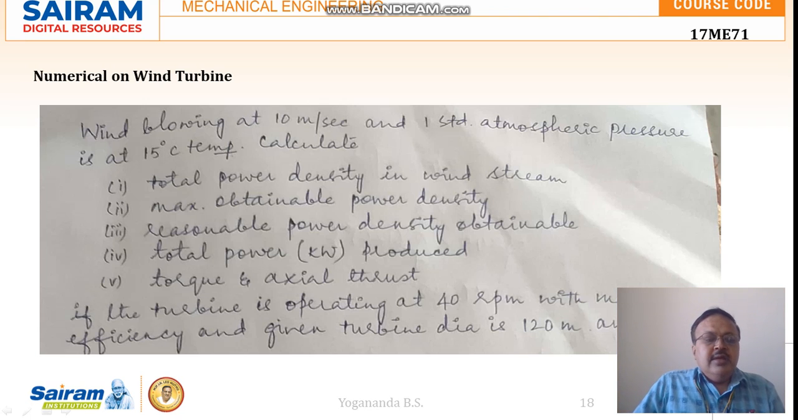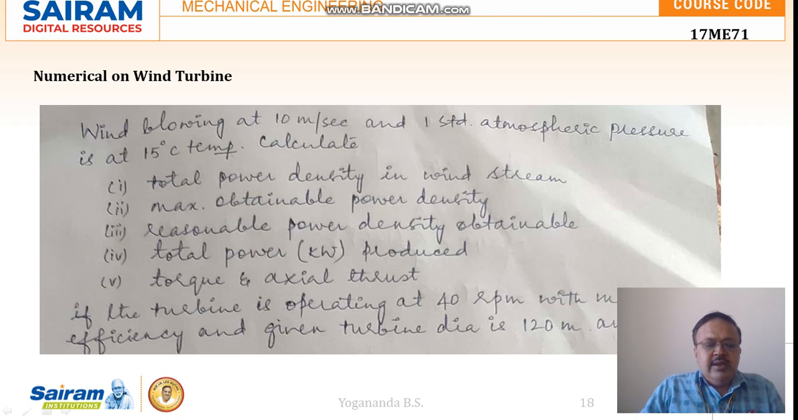Good morning, friends. Now we are discussing a numerical on the wind turbine. The statement of the problem goes like this. The wind is blowing at 10 meters per second at one standard atmospheric pressure, and the temperature of the blowing wind is given. It is asked to calculate the total power density in the wind stream, the maximum obtainable power density, the reasonable power density obtainable, the total electricity generated, and the torque and the axial thrust.